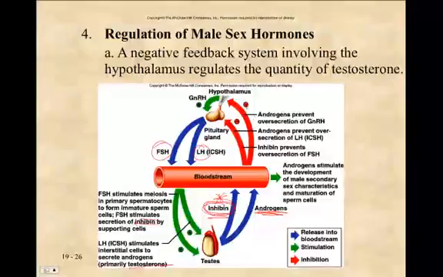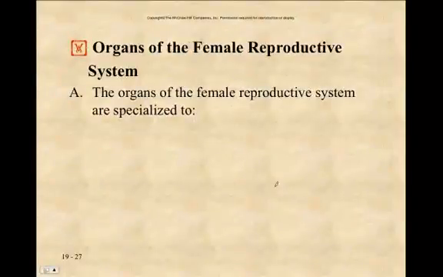Now, your androgens like testosterone will also come back through the bloodstream and will prevent secretion of gonadotropin-releasing hormone. And that prevents the oversecretion of these other hormones: follicle-stimulating hormone, luteinizing hormone, and then eventually testosterone. So this is a nice negative feedback mechanism to ensure that not too much follicle-stimulating hormone, luteinizing hormone, and testosterone is released. It's a cool negative feedback mechanism that keeps these hormone levels in check in the male reproductive system.